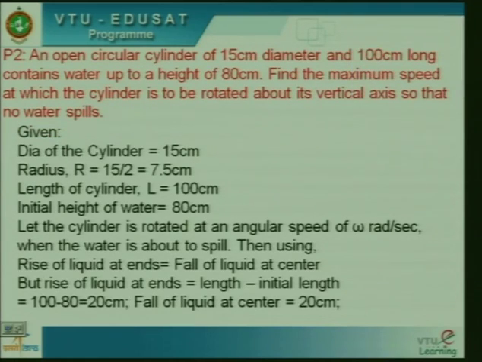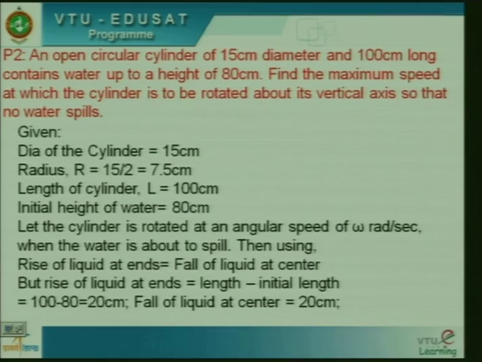That is a simple problem. Let us make things a little more complicated, or add a little masala to the problem. So let us read this problem. An open circular cylinder of 15 centimeter diameter and 100 centimeter long contains water up to a height of 80 centimeter. The initial height of water is 80 centimeter. Find the maximum speed at which the cylinder is to be rotated about its vertical axis so that no water spills.